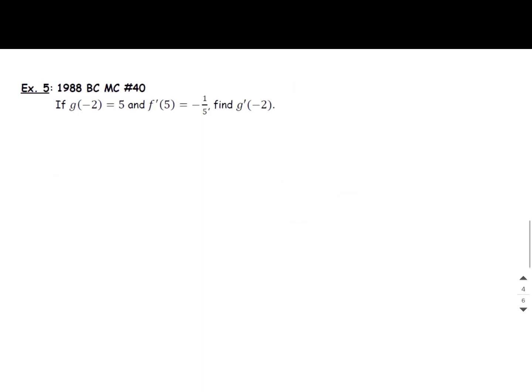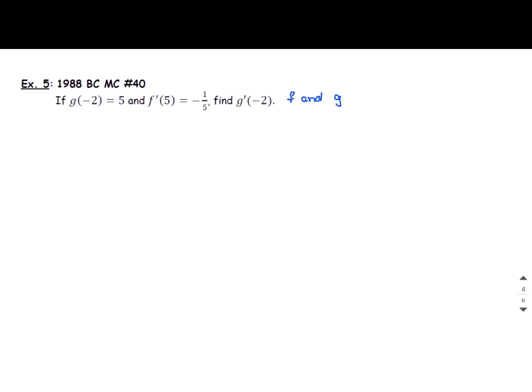Let's try a problem. This is an old multiple choice question from 1988. They're telling us that if g of negative 2 is 5 and f prime of 5 is negative 1/5, they want us to find g prime of negative 2. What I forgot to type here is that f and g are inverses. So if f and g are inverses, then g prime of negative 2 is going to be 1 over f prime of g of negative 2, right?